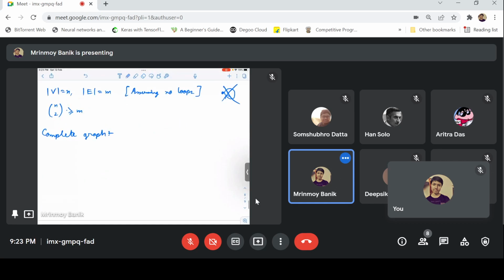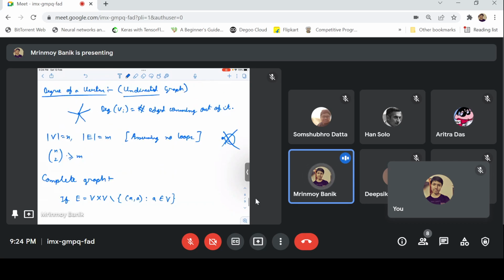Okay, now what is a complete graph? If E is equal to V cross V, that is the Cartesian product of V, without (a, a) such that a is in V. So these are the loops that we are removing from the Cartesian product. After removing the loops, if the edges are counted twice, that's not a problem for us. They are the same since we are in undirected graphs.